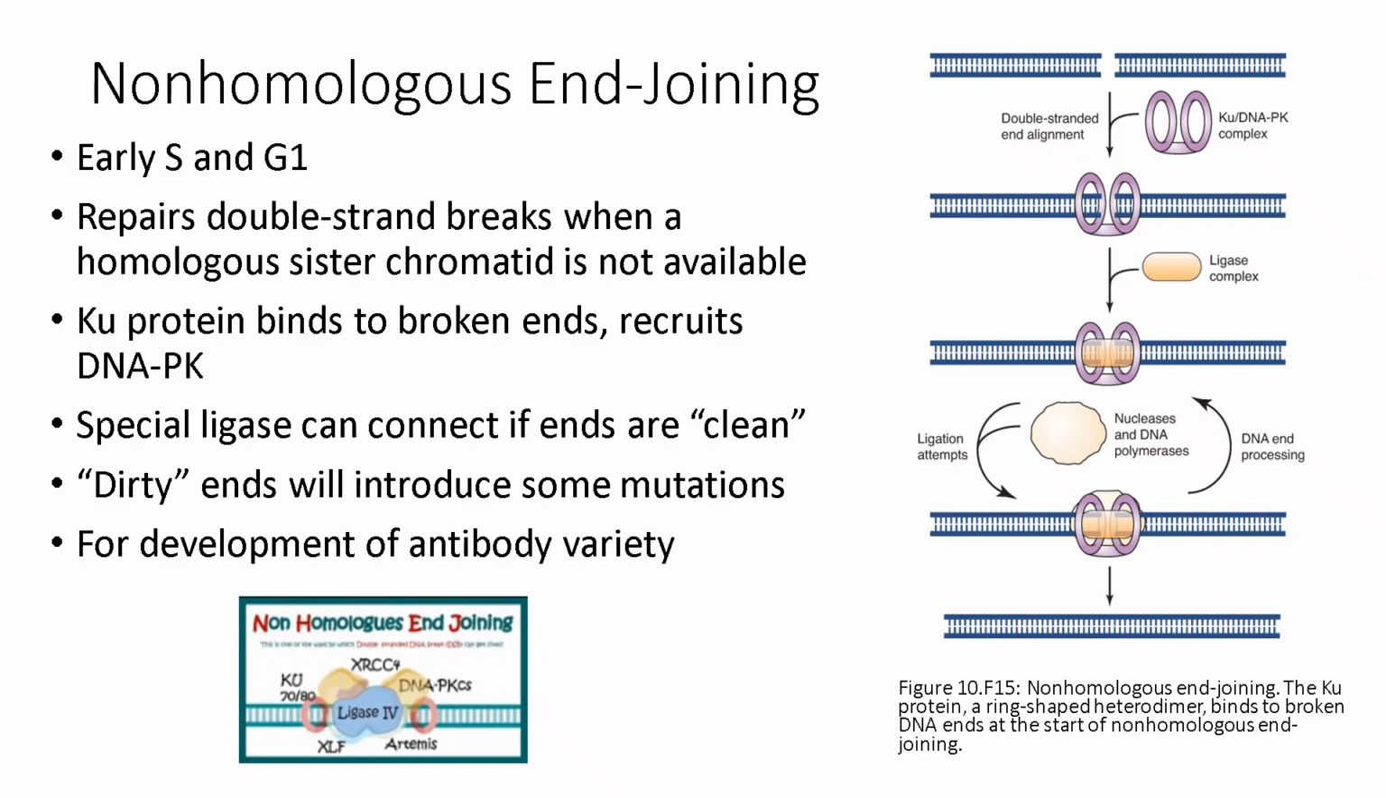If the ends are compatible or clean, a specialized ligase can directly rejoin them. However, if the ends are dirty or incompatible, limited processing is required, often resulting in mutations. This mechanism is essential for processes like immune receptor rearrangement, but carries a risk of introducing genomic errors.